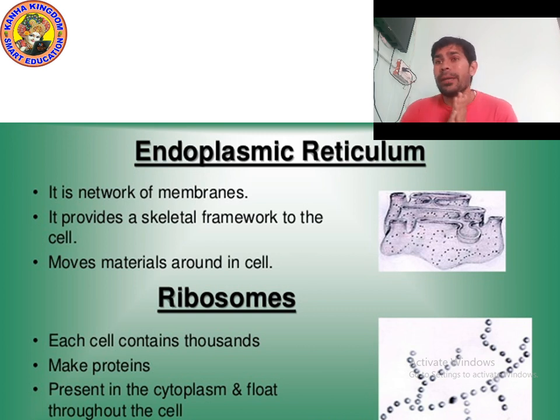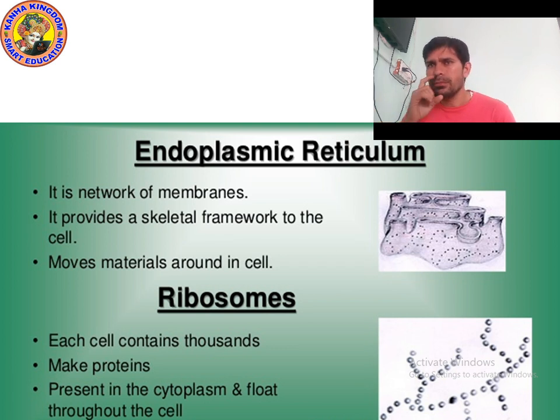And if we talk about the ribosome, ribosomes are dot-like structures, as you can see. Each cell contains thousands of ribosomes. Yes, there are many, many ribosomes present in one cell. Think, kids, how small they are. And what is the function of ribosome? Ribosomes help to make proteins. Remember it, kids. Ribosomes help in making protein.